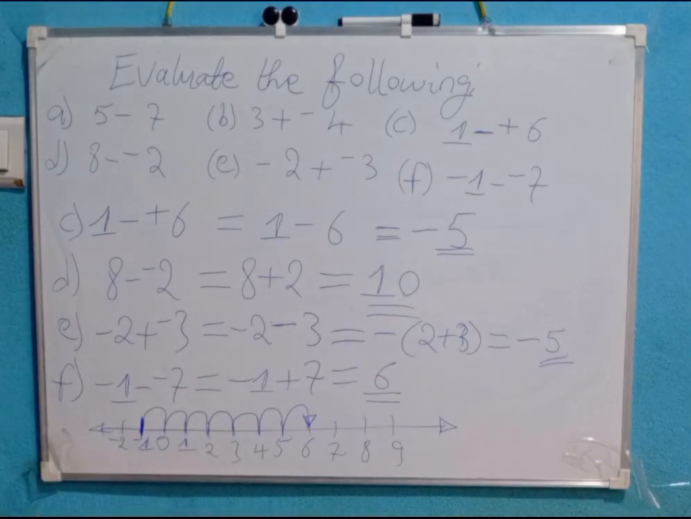So this is how we add or subtract two integers. We can either make use of the number line method or we make use of the sign rule method.